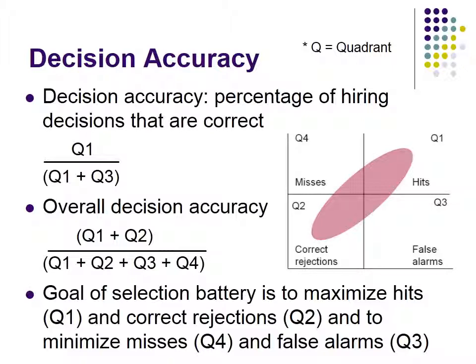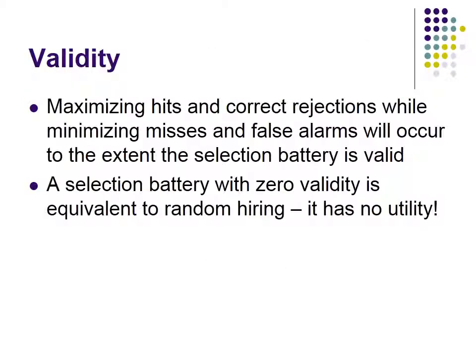So the goal of a selection battery is to maximize hits, Q1 and Q2, hits and correct rejections, and to minimize the misses and the false alarms. So we want as many of our participants to be in quadrants Q1 and Q2, and as few of them in quadrants Q3 and Q4 as possible. And that's why validity is important. The stronger and more valid a test is, the more that test or that selection battery is related to performance, the tighter that cluster of data is going to become.